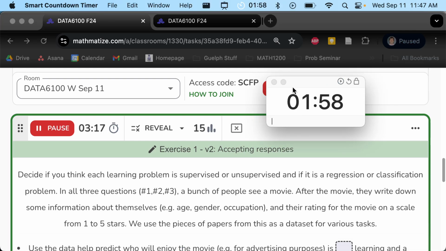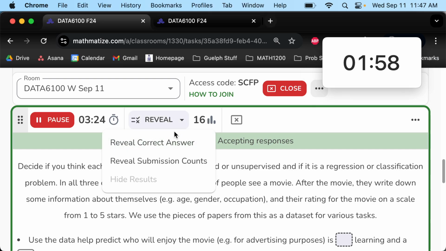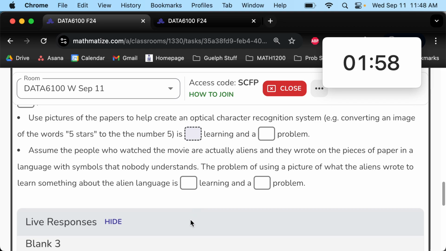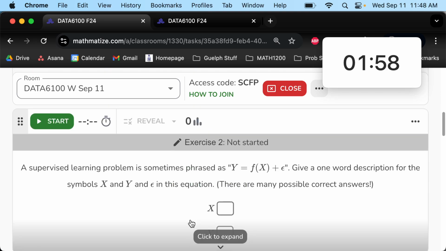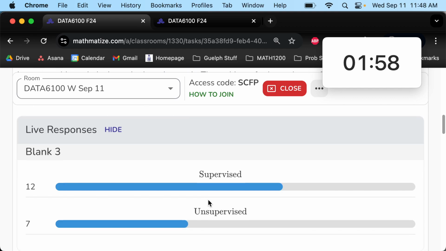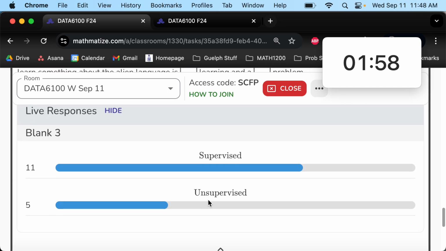Okay, let's see what people said this time. I want to reveal submission counts. All right. What kind of problem? Now it's 11 to 5, supervised to unsupervised. So pretty similar as before. Or last time, was it flipped? What was it last time? 12 to 7. It was 12 to 7. Okay, so the total is slightly different. That's why I'm thrown off. So 12 to 7, and now it's 11 to 5. So very similar. Not many people changed.